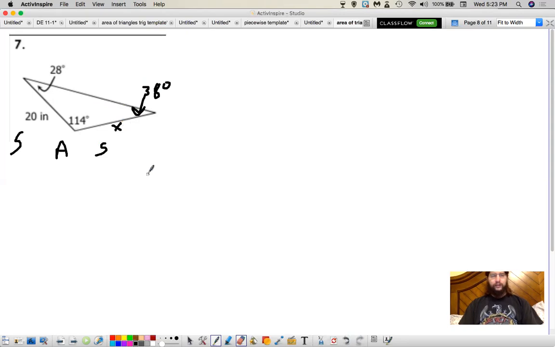I'll call that one x. So x, a side in this case, over sine of the angle opposite of it, which is 28, has to equal 20 divided by sine of 38. We need that 114 to figure out what the 38 is, but we don't actually use it right here. If we're calculating this side instead, we would use the 114. Again, either way you want to go.